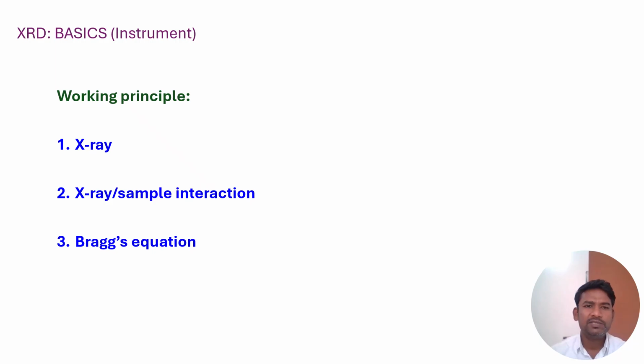Now, how does this X-ray diffraction work, the basic instrumentation. To understand the working principle, we should understand what is X-ray, and then how X-ray and sample interact. That's called X-ray sample interaction. And the third one is the Bragg's equation. So if we understand one by one, then we will understand the instrumentation part very clearly.